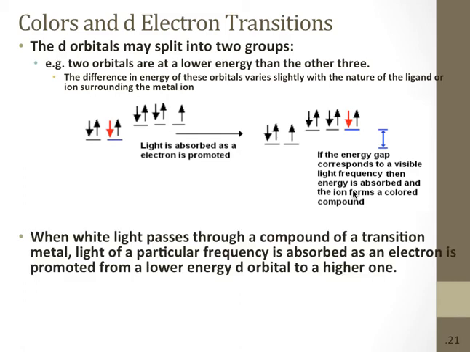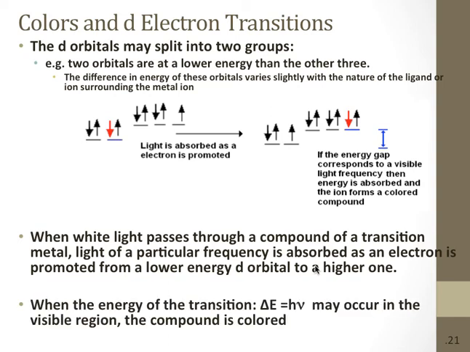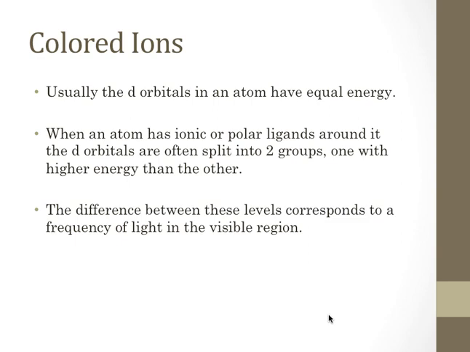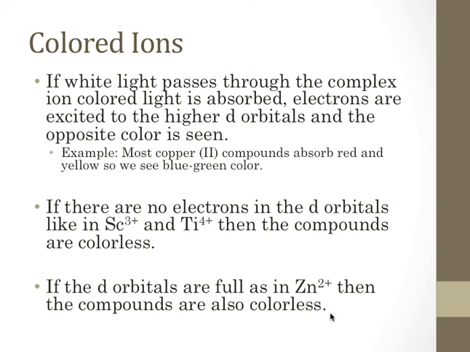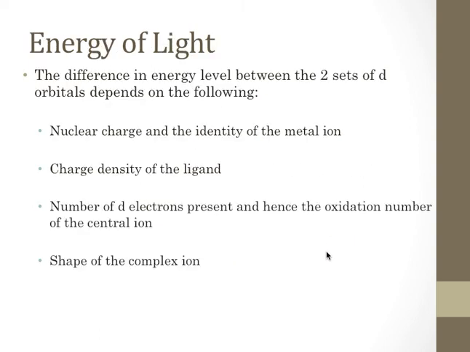When the light passes through a compound of a transition metal, that light of the particular frequency is absorbed as an electron is promoted, and then the energy of that transition, if it occurs in that visible region, the compound is colored. And again, that's just kind of restating. So that difference in energy level depends on the nuclear charge and identity of the metal ion, charge density of the ligand, the number of d electrons present, and the shape of the complex ion.